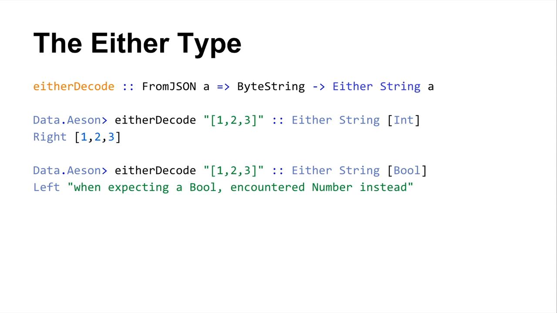You apply either decode to the same argument, but you tell it to produce a list of booleans, and you get Left representing failure. So the notion of success and failure is encoded in these types.